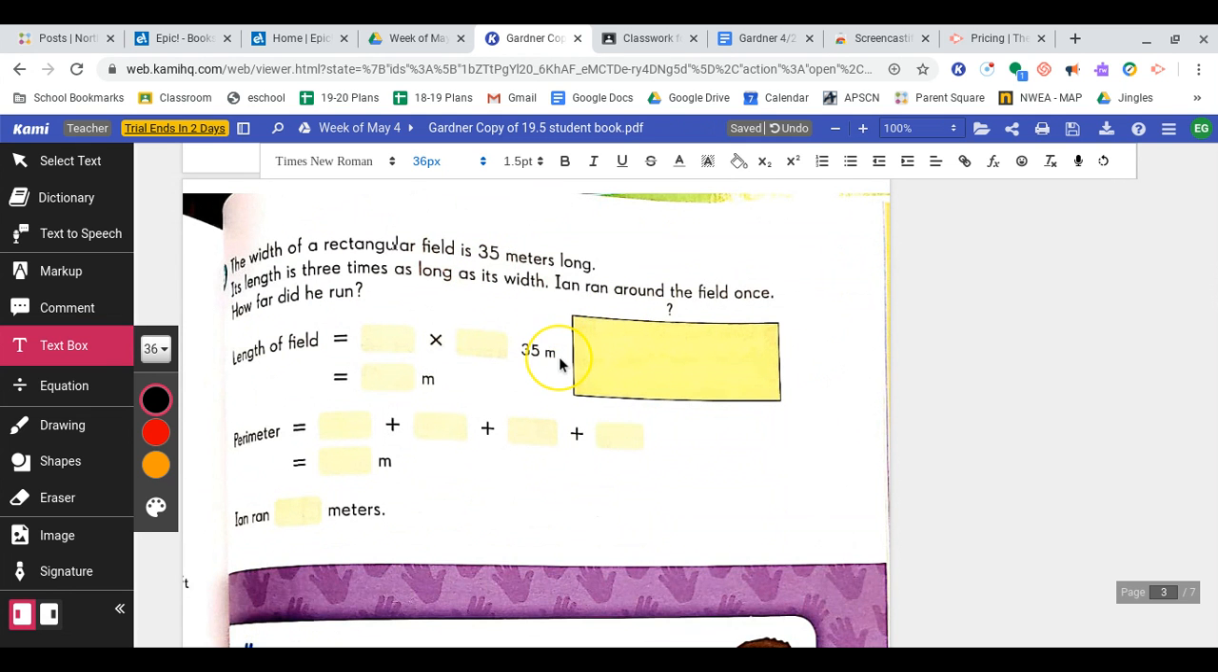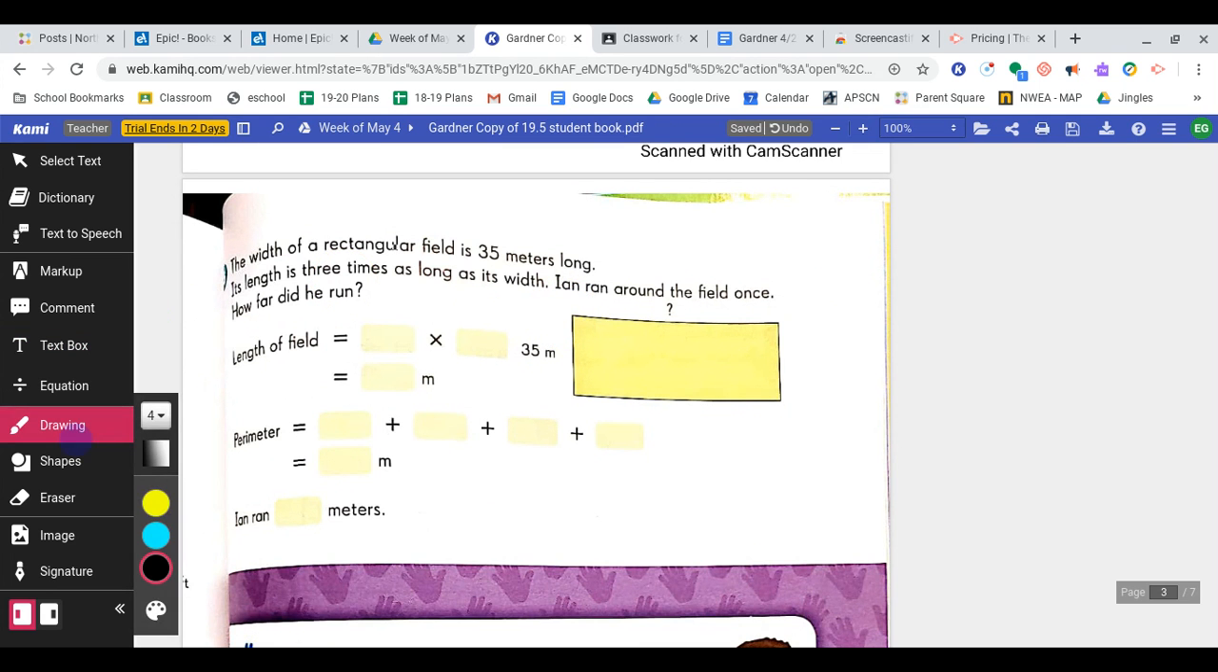Now we have the width of a rectangular field that is 35 meters long. The short side is our width. The length is 3 times as long as its width. Ian ran around the field once. How far did he run? If he ran around the field, that means he goes all the way around all sides, so we'll find the perimeter. Now we're going to multiply 35 times 3.